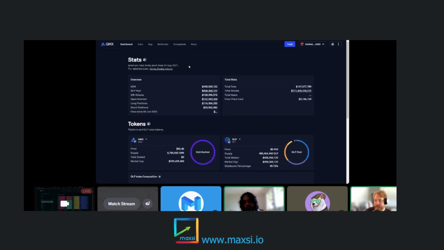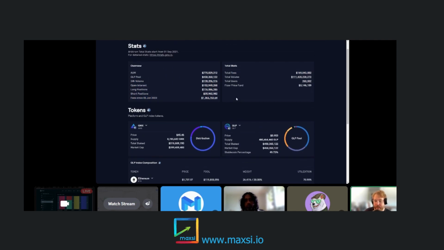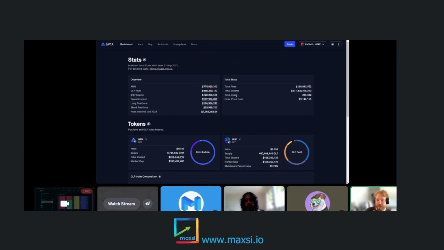So if I'm looking here on GMX, for example, you can see there is $458 million worth of liquidity in this pool available to counterpart the trading. So the main differences now are which dApp do I want to use? dApp standing for decentralized application.